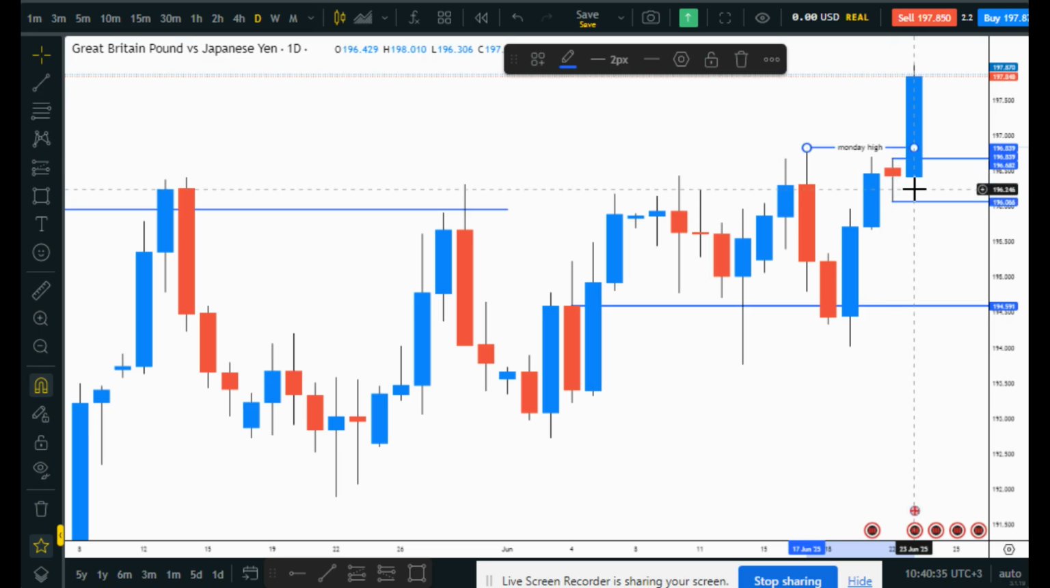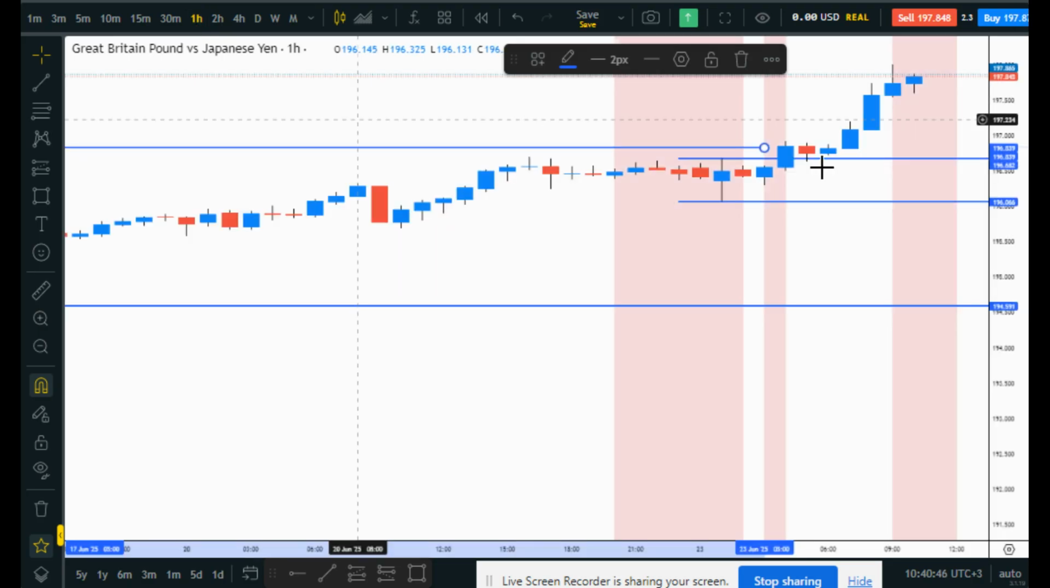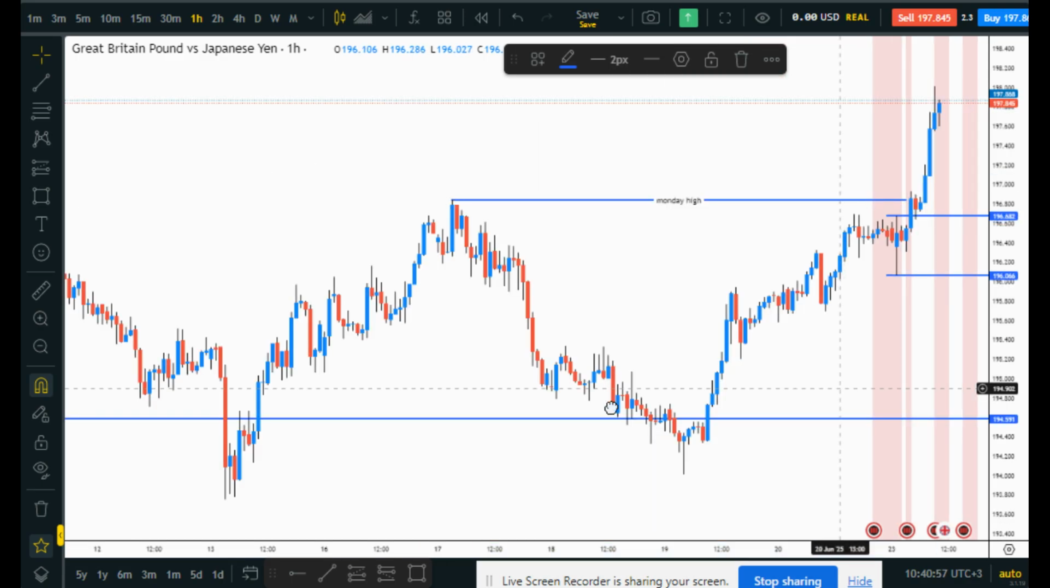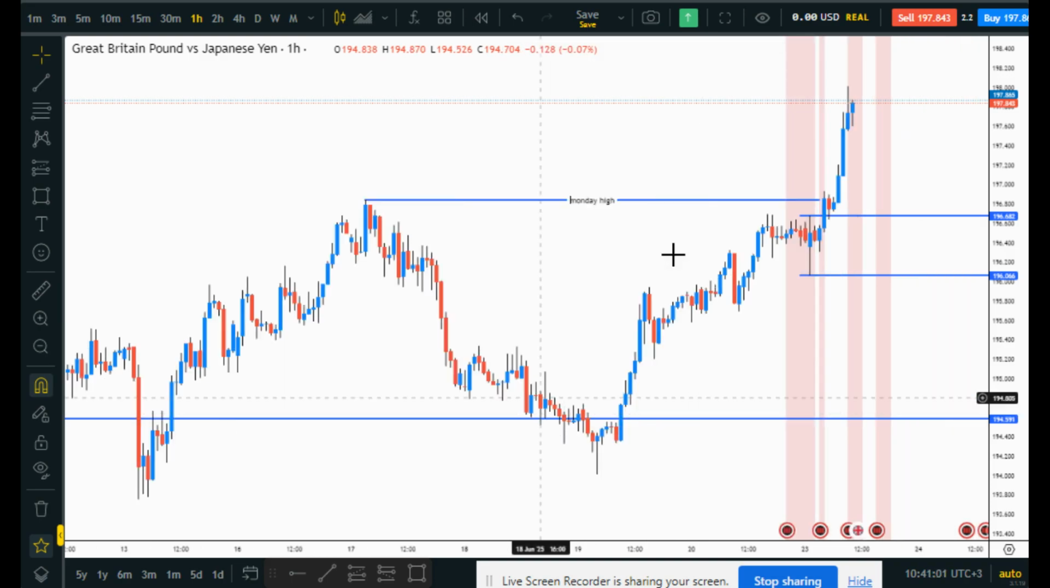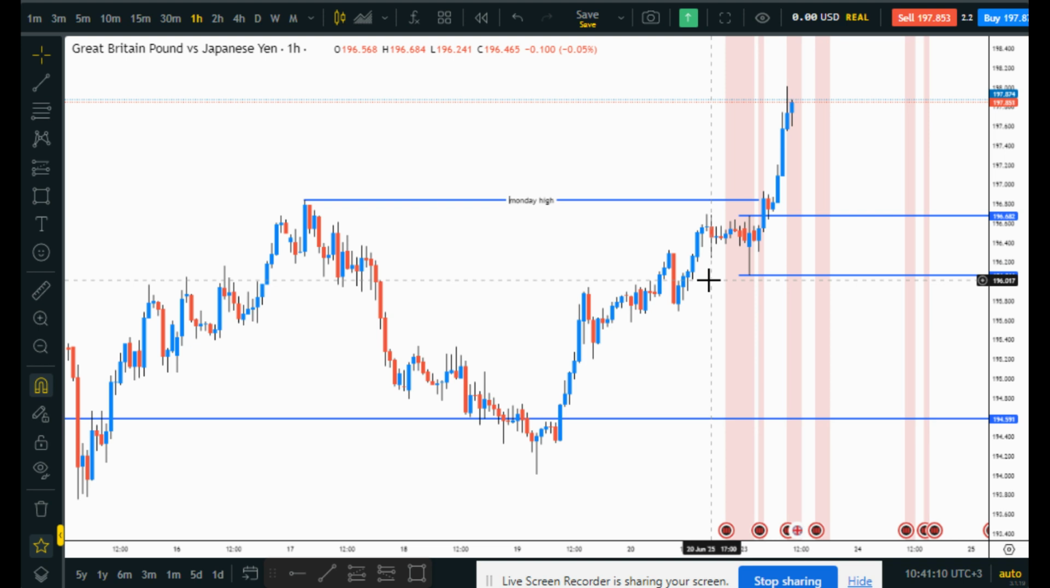So what I came across is I went to the 1 hour time frame to see the liquidation process which happened in the market. So let me reset this sheet here. So Monday high was wiped out by this candle here, and after being wiped out, no, Monday candle was not already wiped out. Sorry, this candle was not already wiped out.